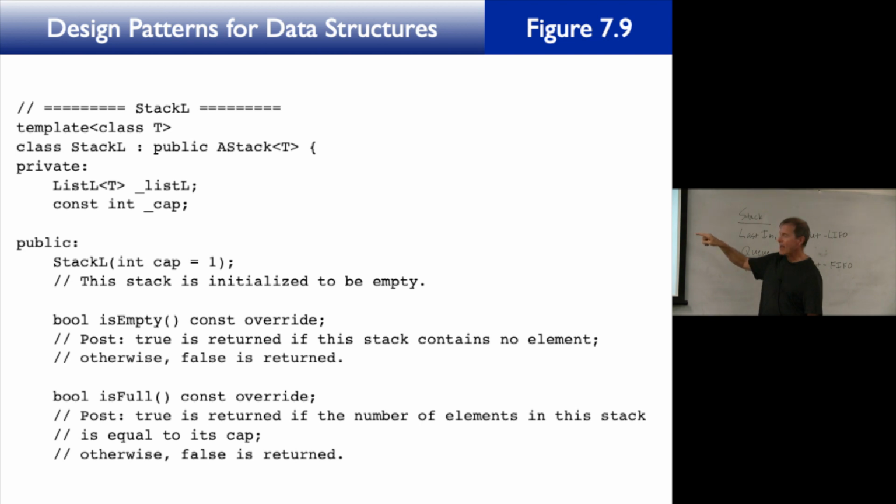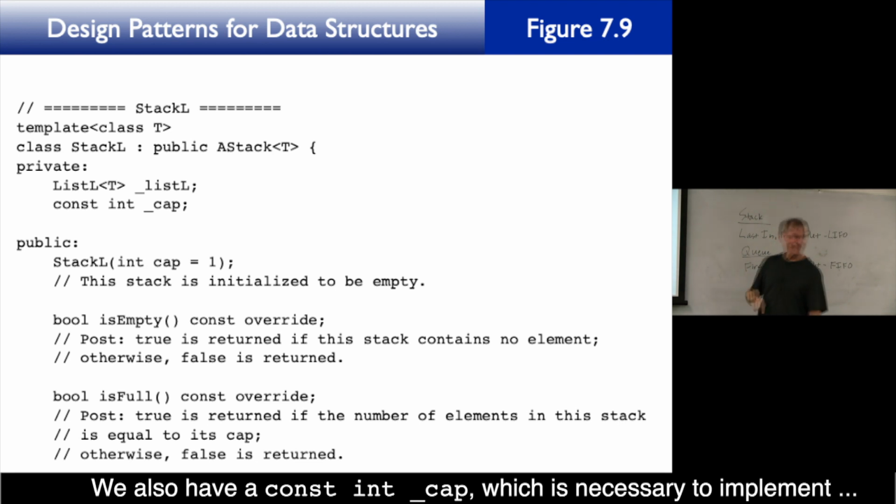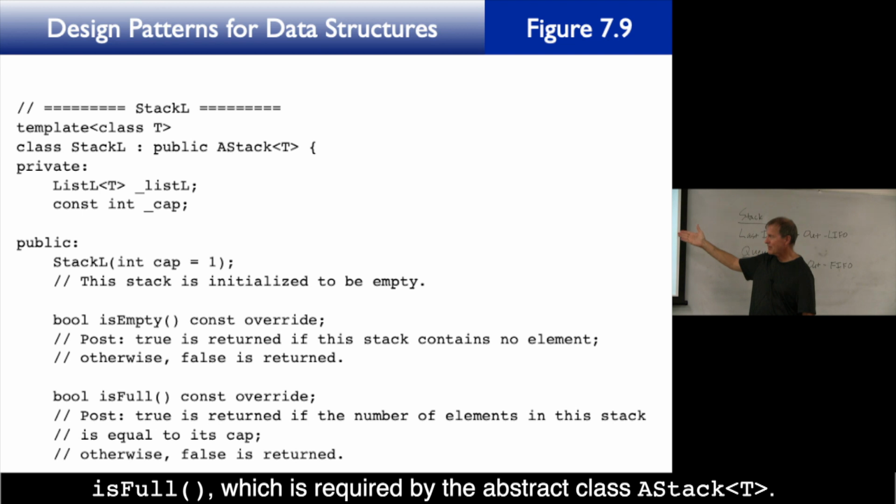And now look, we don't have an underscore data, and we don't have an underscore top. What do we have? An underscore list L. No data, no top, no nothing. We just have a list L. Are you with me?